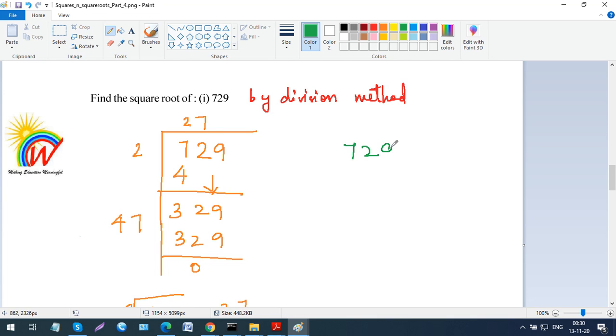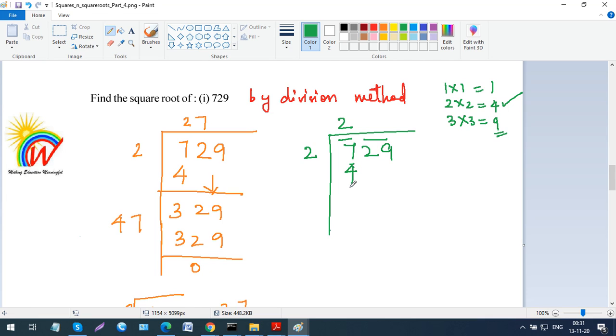As I said, we will first put the bars on 29 and then on 7. Now you find out the square root of what fits into the 7. You have 1 1's are 1, 2 2's are 4, 3 3's are 9. So 9 turns out to be larger than 7, so you choose 2. 2 2's are 4. Then you subtract this. So 7 minus 4, 3.